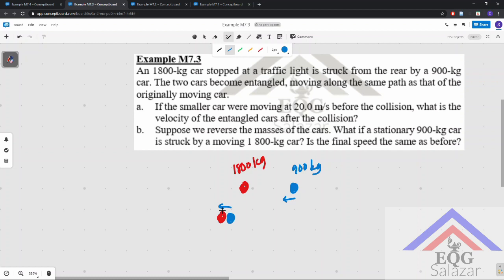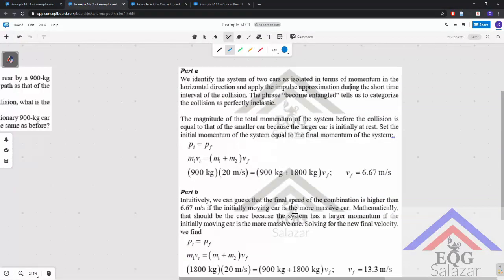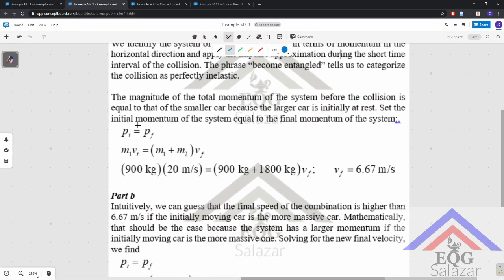And therefore, by applying the conservation of momentum equation, we will be able to determine the velocity of the entangled cars after collision. So the initial momentum should be equal to the final momentum, right? Because of the conservation of momentum. All right, so we have 900 kilograms times 20, plus 0.